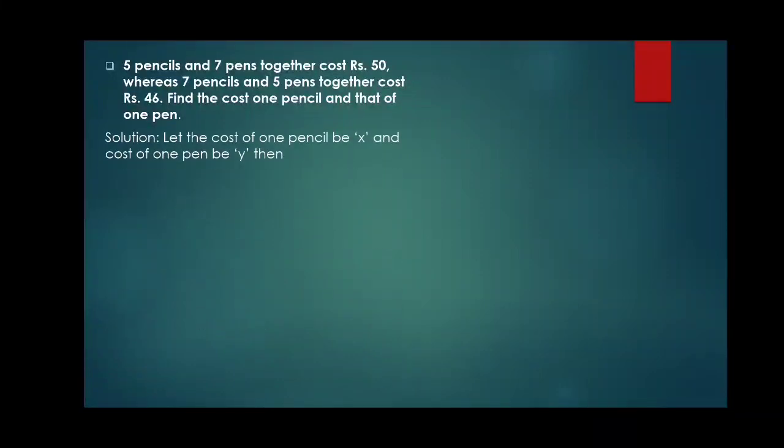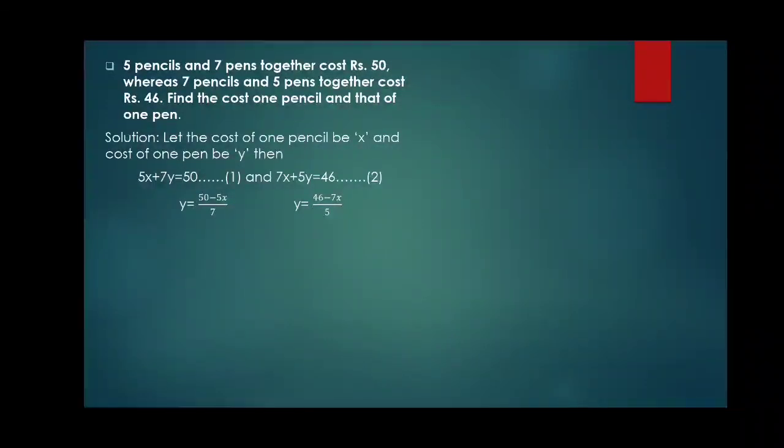So solution: let the cost of 1 pencil be x and the cost of 1 pen be y. Then using the statements here, 5x plus 7y is equal to 50 will be our first equation, and using the second statement, 7x plus 5y is equal to 46 will be our second equation. Now our job is to solve these two equations to get the cost of 1 pencil, that is x, and the cost of 1 pen, that is y. Values of x and y are to be determined. So first let us rearrange these equations in terms of y.